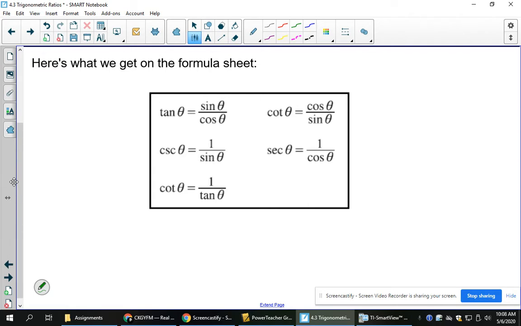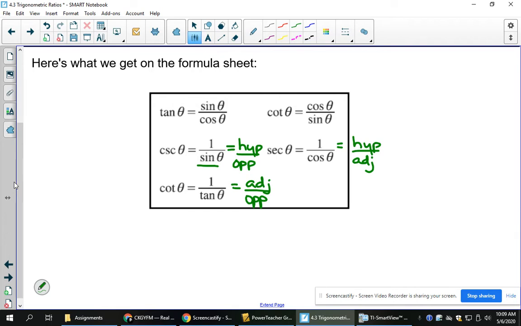But you can also remember that this just means if sine is opposite over hypotenuse, that cosecant is the flip of that, the reciprocal of that, or hypotenuse over opposite. Secant would be hypotenuse over adjacent, and cotangent would be adjacent over opposite. So really, with a very small section on the formula sheet, you have a lot of really useful information.